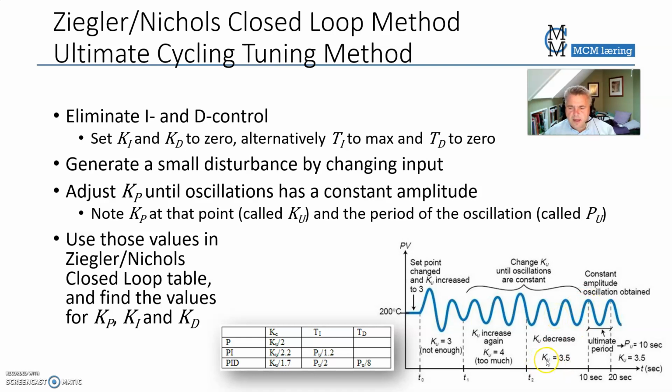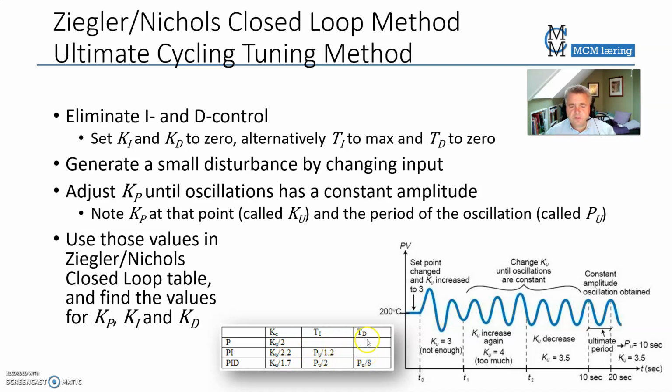So you call that Ku, and you also note the period time of the oscillations, and you call that Tu for period time. And again, you put that into your table. If you want P control, your Kc should be selected to Ku halves. So in this case, it would be 1.75, 3.5 halves. If you want PI control, Ku divided by 2.2, and Tu divided by 1.2. And that one should be selected to 0.